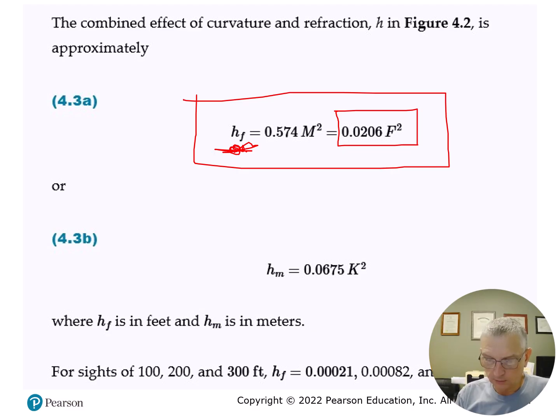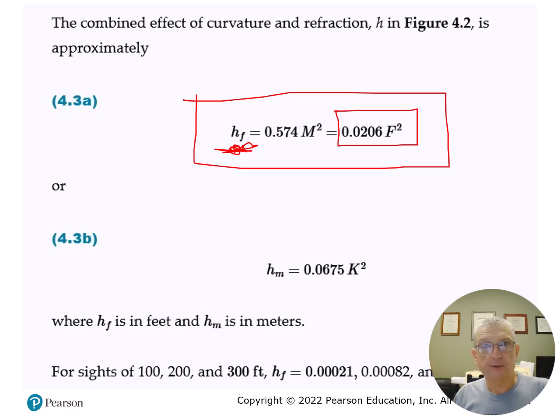4 squared is 16 times 0.0206. So in 4 miles, that's only 0.3296. So that is like 0.08 of a foot or 1 inch per mile. So that is generally negligible, and even more so with proper survey techniques, which we'll talk about in a minute.